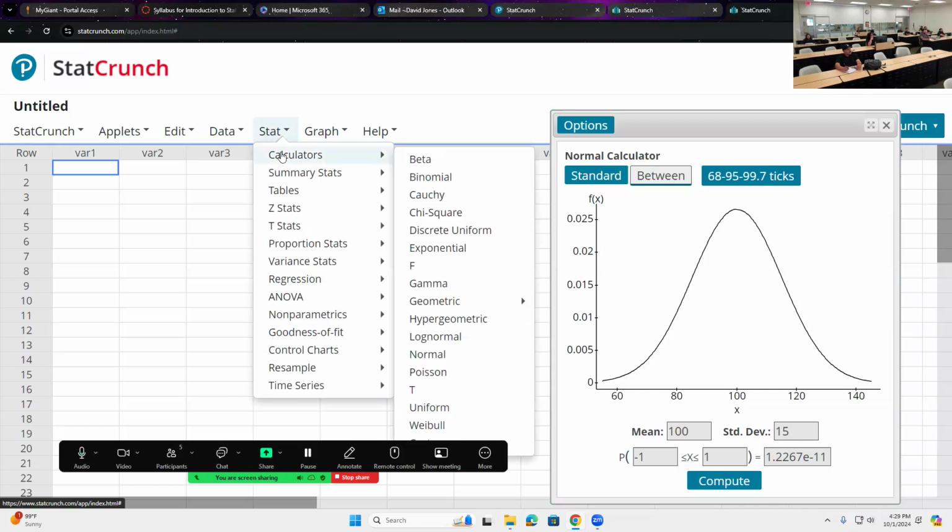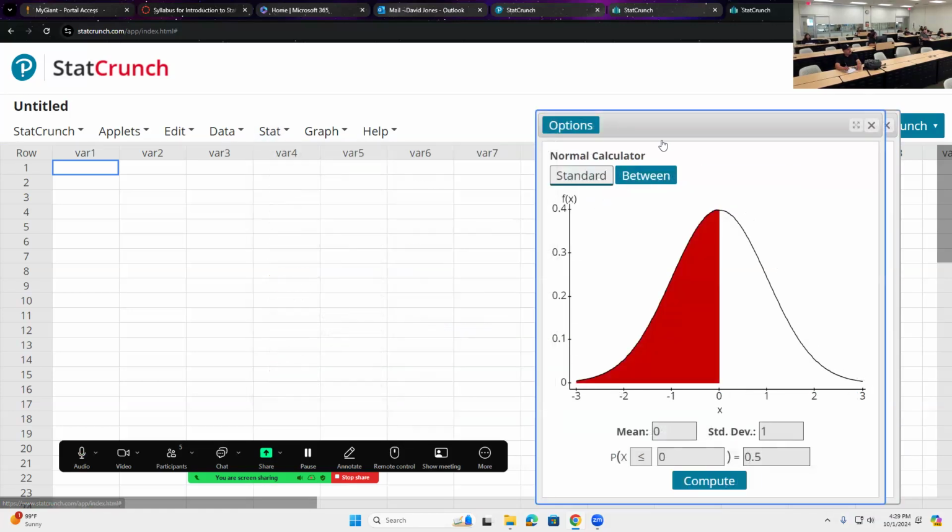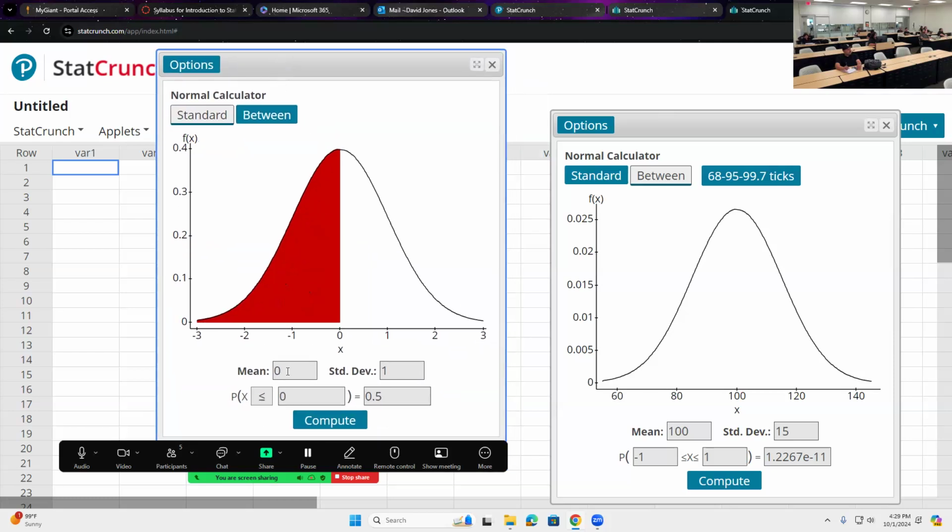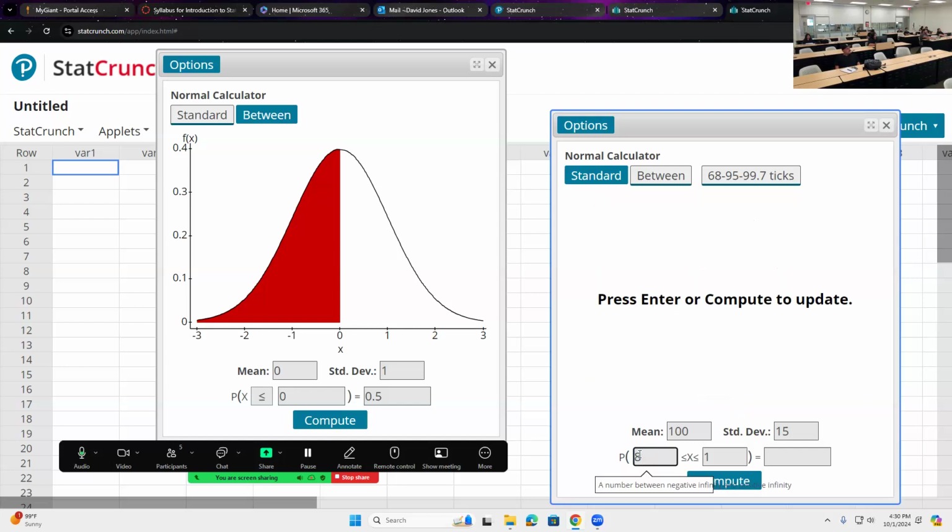In fact, I'm gonna point out something real quick. Before I change these numbers from 0 and 1, I only had standard and between. As soon as I changed these numbers and clicked a button, these showed up. Those are the values from the empirical rule. If you click on that, it makes the values on the bottom line up with the empirical rule, which is handy. We wanna look at, we said, 85 to 115.